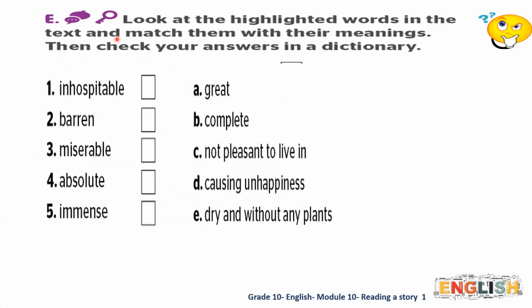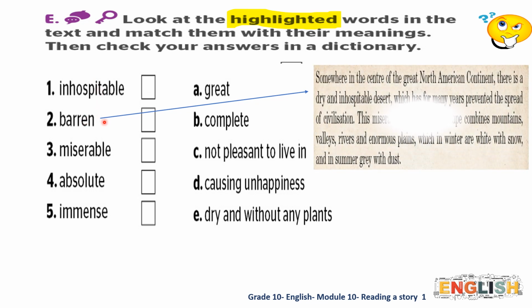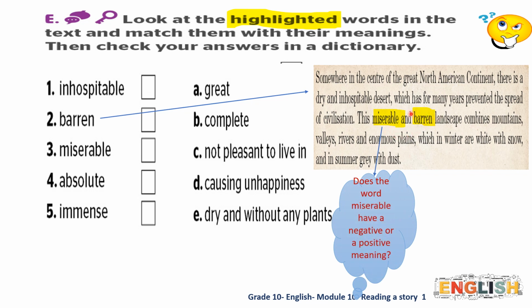Let's do the last activity. In this activity, you are going to match the highlighted words in the text with their meanings as you see here. Okay, let's start. I will help you with the second word, that is barren. We took the word inhospitable and let's discuss the word barren. Look at the word barren. What is it? It's here. And the word before the word barren is miserable. Does the word miserable have a negative or a positive meaning? It has a negative. So barren should have a negative meaning because we have 'and' here.